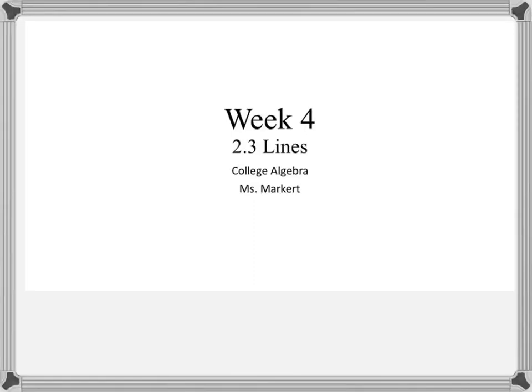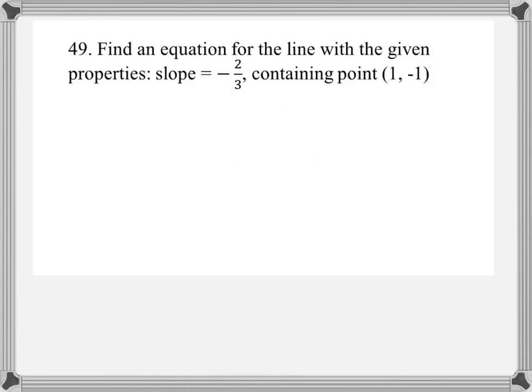Let's look at lines. So let's find an equation for the line with the given properties. Slope equal to negative 2/3 and containing the point (1, -1).